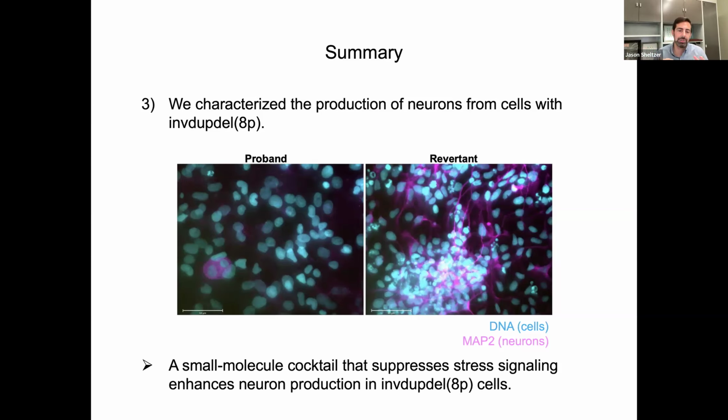And I think that this tells us that some of this stress or apoptotic signaling may be contributing to defective neurogenesis in these cells. And it's proof of principle that we can use these cells as a drug screening platform to look for potential therapeutics that could be repurposed towards this goal of enhancing neural production in these cells.